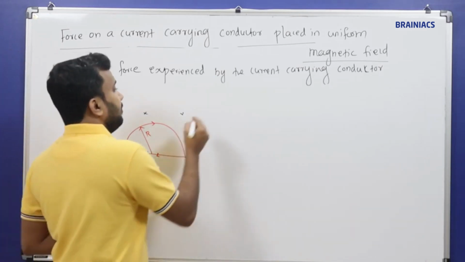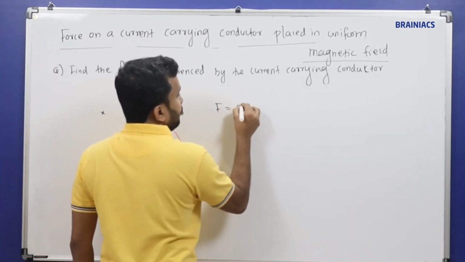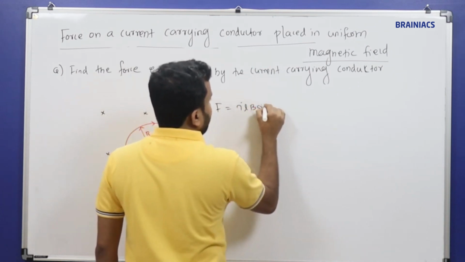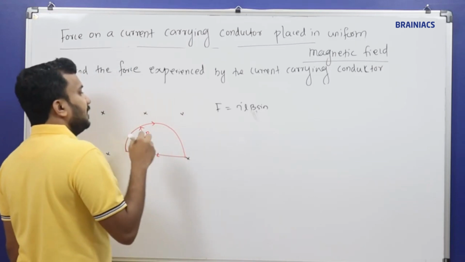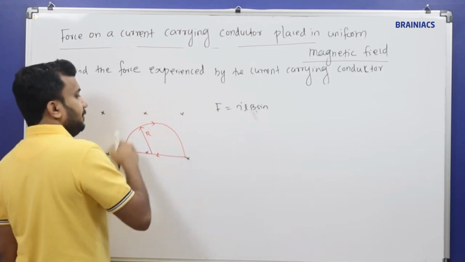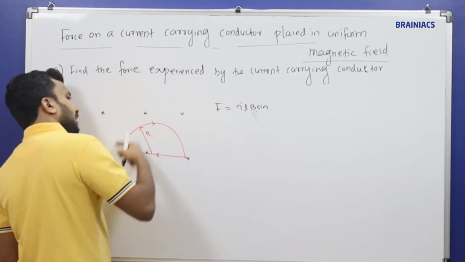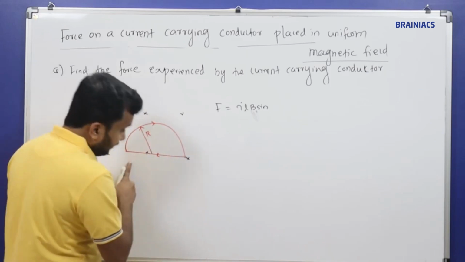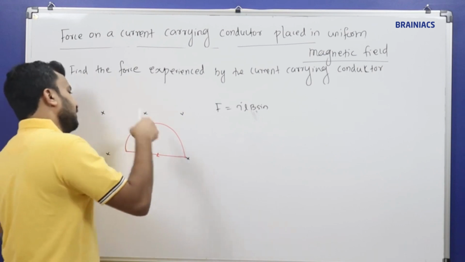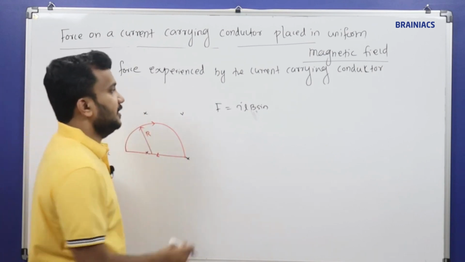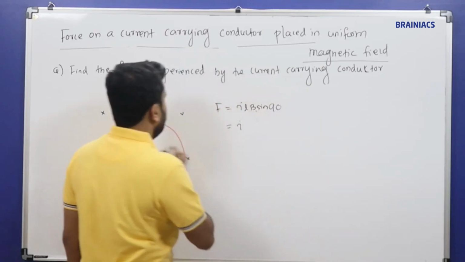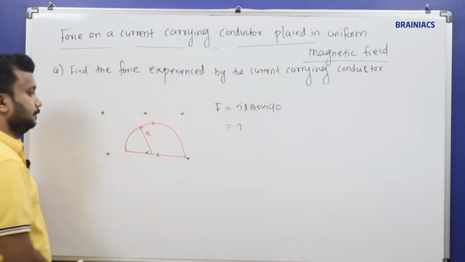Next I will apply F is equal to ILB sine theta. Theta is the angle between the length and the magnetic field. I know this is a length, and this is also a length. Magnetic fields are into the board, so it makes 90 degrees. Length and magnetic field are at 90 degrees. So I into, this is a current carrying conductor.